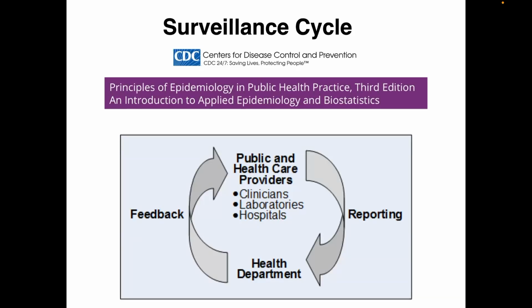So please take note that the health department is right there in the middle, and the public and healthcare providers. The public and healthcare providers, this includes the clinicians, the doctors, the public health practitioners, laboratories, and hospitals. They report to the health department. The health department gives feedback, and this goes back to the public and the healthcare providers. So there needs to be an open communication between these two very important stakeholders, the health department and the public and healthcare providers. So this is the surveillance cycle.